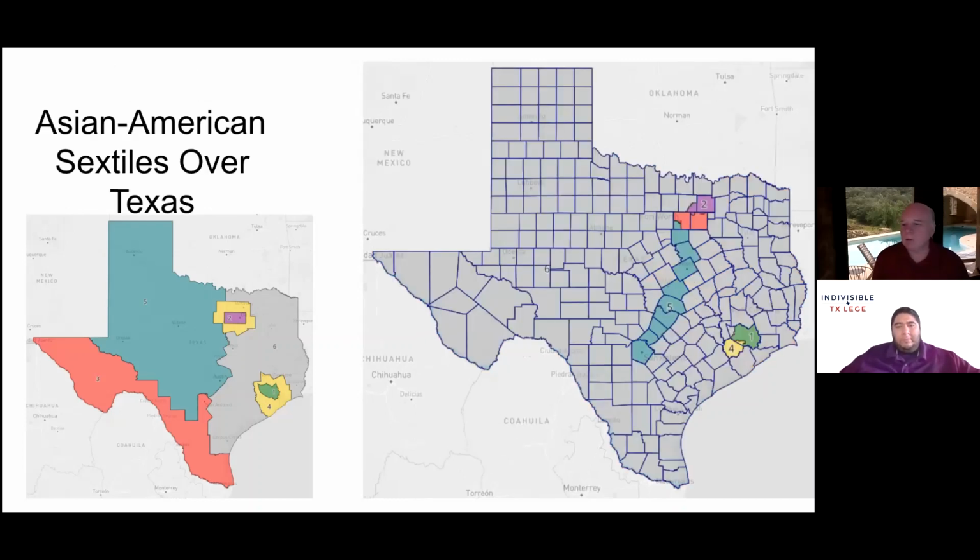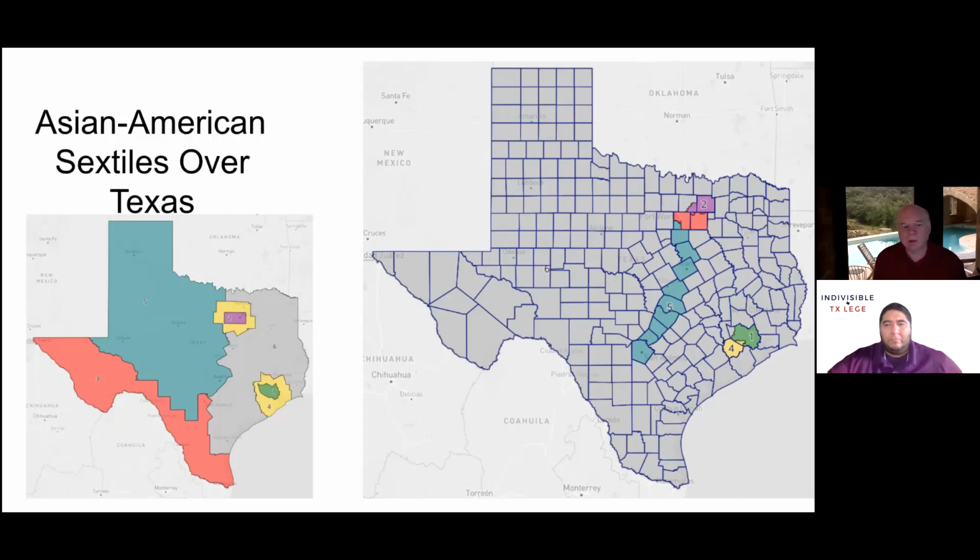And Asian Americans, it's even quirkier. The highest concentration of Asian Americans is in Fort Bend County. I added on one little slice of Southwest Houston there. And while that's the most concentrated area for Asian Americans, there are still more Hispanic and Black people in District 4 there. About two-thirds of Asian Americans live in either the Metroplex or Harris County.